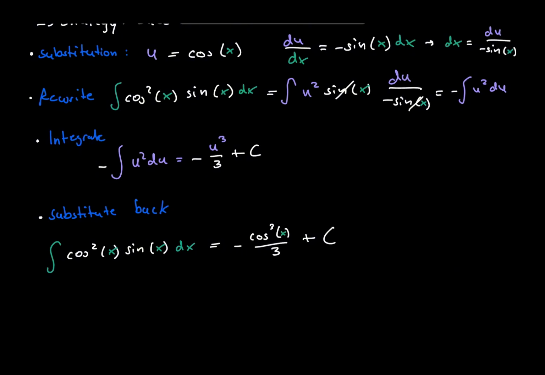Why does this work? Because the derivative of cosine produces the sine term we need. Quick takeaway: when sine appears with cosine powers, substitute cosine.